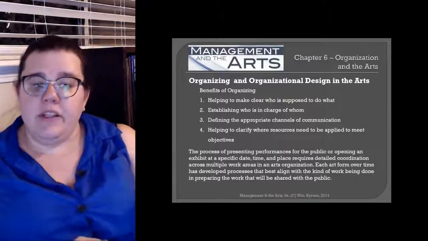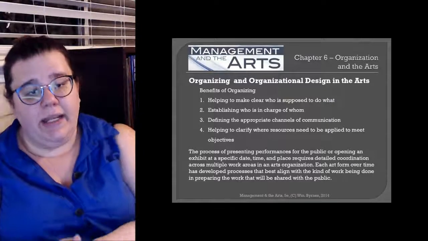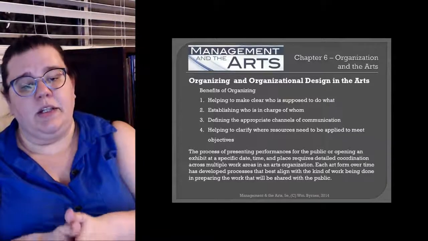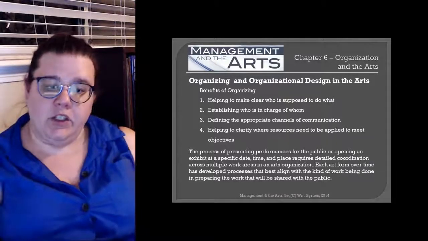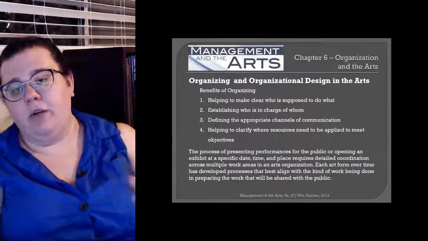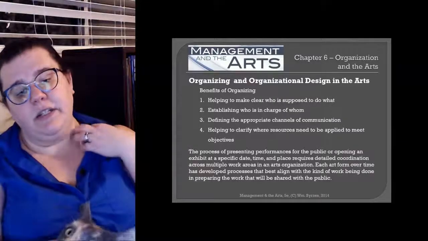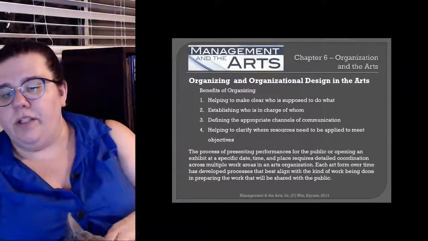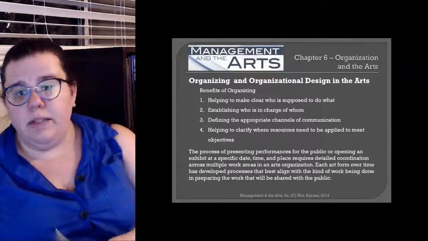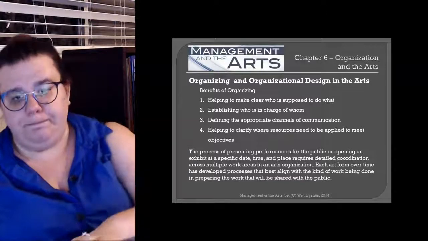So in the previous chapter, we talked about planning, right? We talked about planning, we talked about knowing your resources and assigning actions. And if you don't have an effective organizational design, then you won't be able to clarify where resources need to be applied in order to meet your objectives from your plan, right?